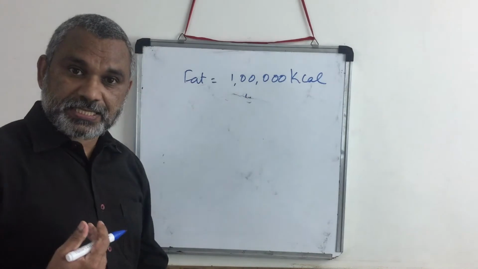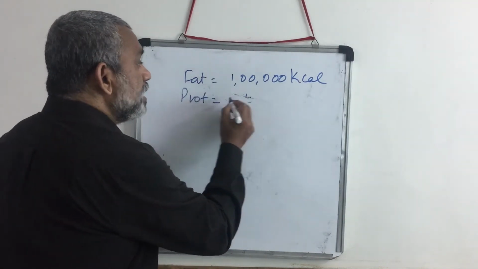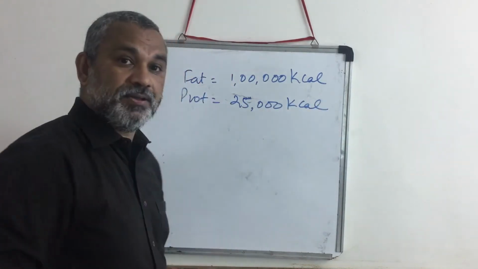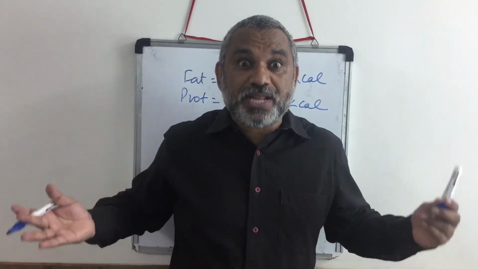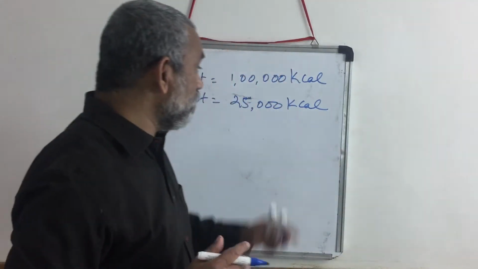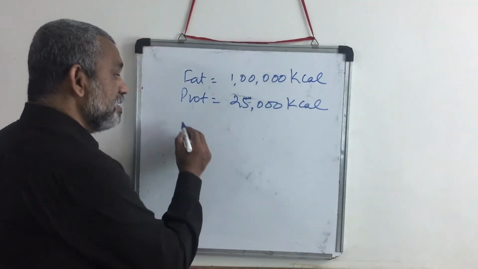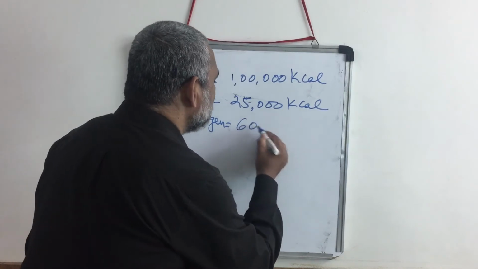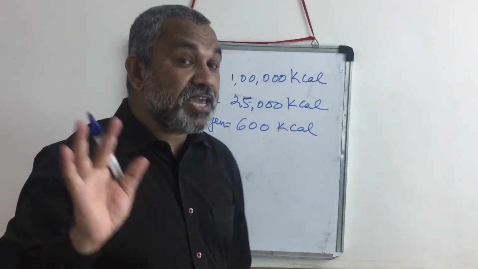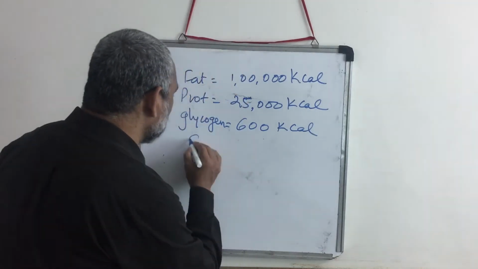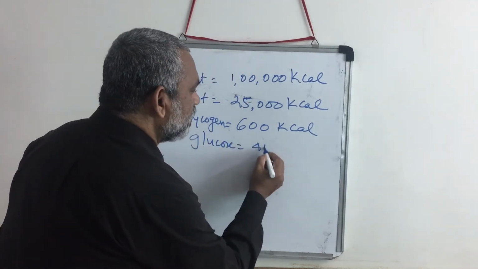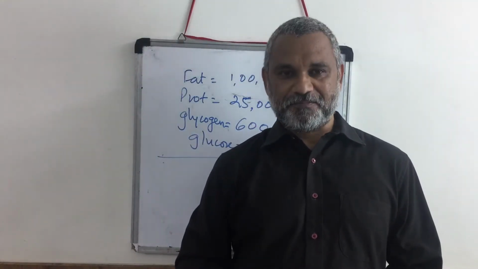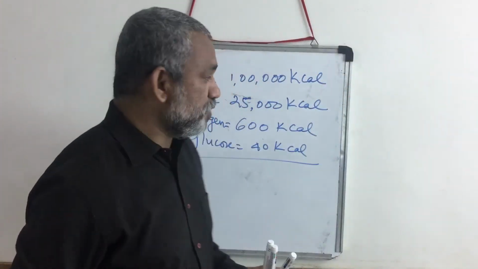In comparison, the protein can give only about 25,000 kilocalories. We have roughly about 35 kilograms of protein, which gives only about 25,000 kilocalories. The available glycogen can give us only about 600 kilocalories, and the amount of glucose is about 40 kilocalories of energy. You see how the energy distribution occurs in our body. This is an important point that you need to keep in mind.